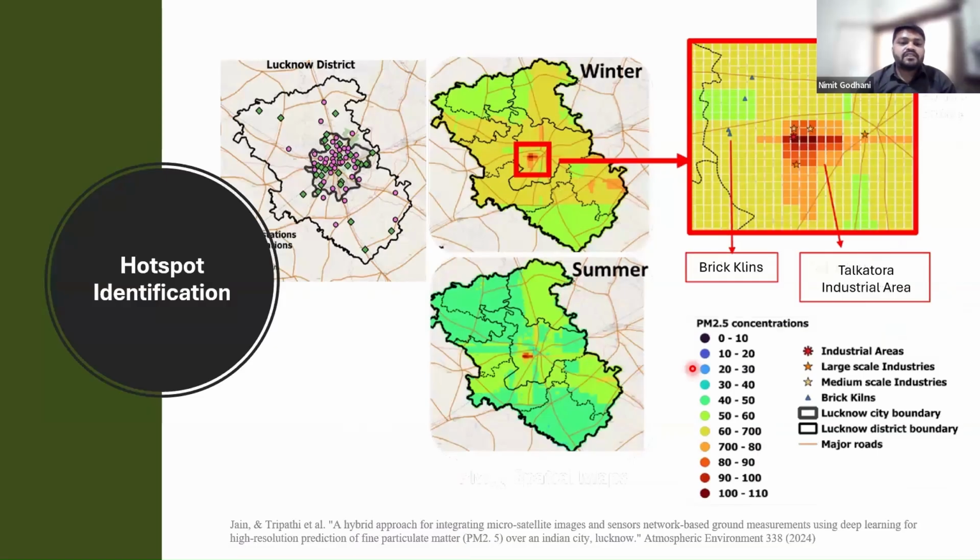Another case study we did is in Lucknow, where we covered a whole district. We deployed 78 sensors in the single district. We made this using visible satellite imagery, and we identified the hotspots in Lucknow city. This box will be zoomed out here. You can see this hotspot at a 500 by 500 meter grid. Here are some brick kiln plants in the outer periphery of the city, this is the Talkatora industrial area, and this is the central zone of the city. You can see the higher air pollution there during the season.